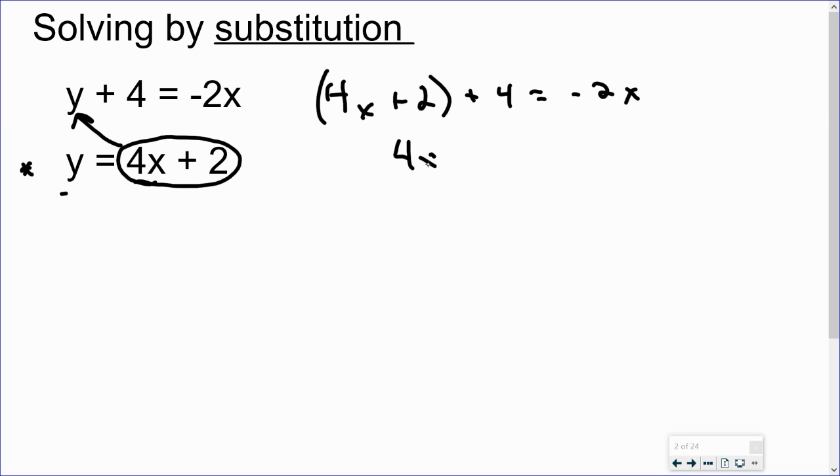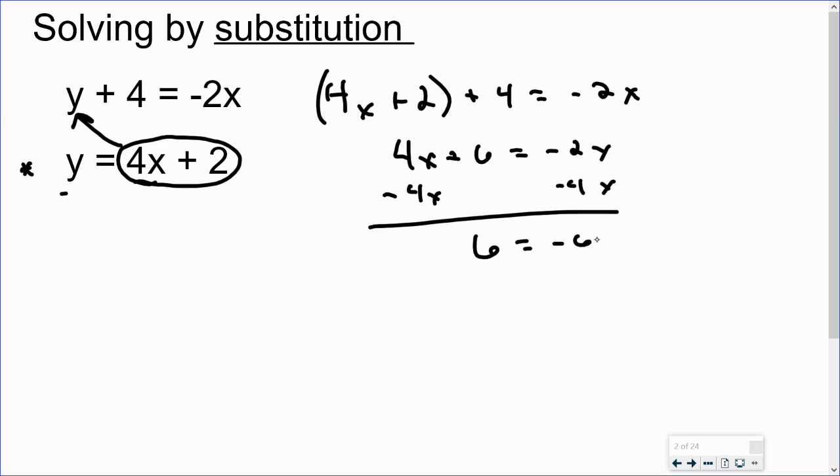And that means that 4x plus 6 is equal to negative 2x. I subtract the 4x from both sides. 6 is equal to negative 6x. x is equal to negative 1. Now remember, when I solve a system, I'm looking for their intersection points. I have just found the x coordinate of that intersection point.